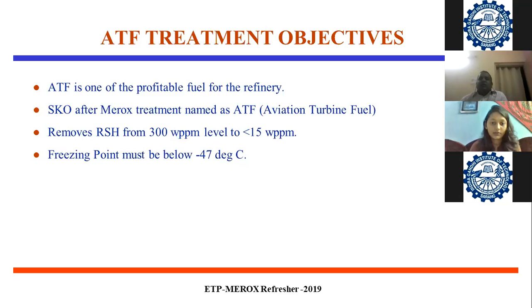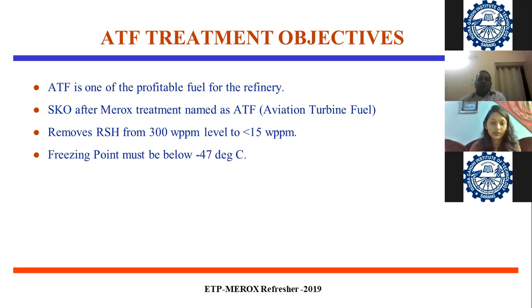And more important is the freezing point. The freezing point has to be minus 47 degrees centigrade. Why is the freezing point required to be minus 47 degrees centigrade? The requirement is that when a flight or any aircraft, whether a fighter aircraft or civil aviation, is moving in a high altitude area, the temperature drastically comes down. It may be in the minus level.